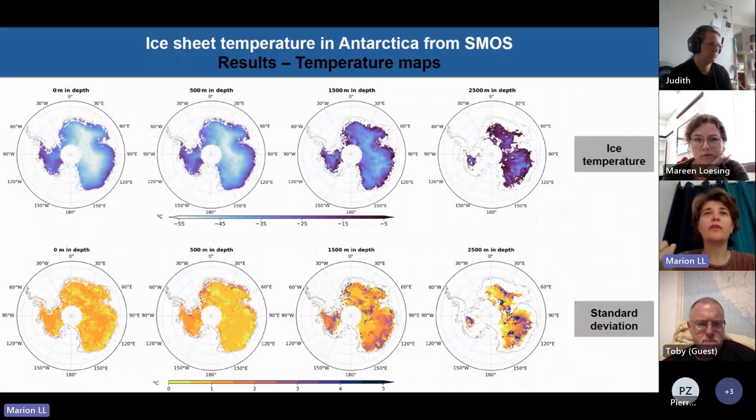And everywhere we have ice thickness higher than 1,000 meters. At the bottom, we have the standard deviation for each depth. Similarly, we can see that we have a lower standard deviation in the upper part, and in some places it increases with depth. So now we can check the quality of this retrieval.